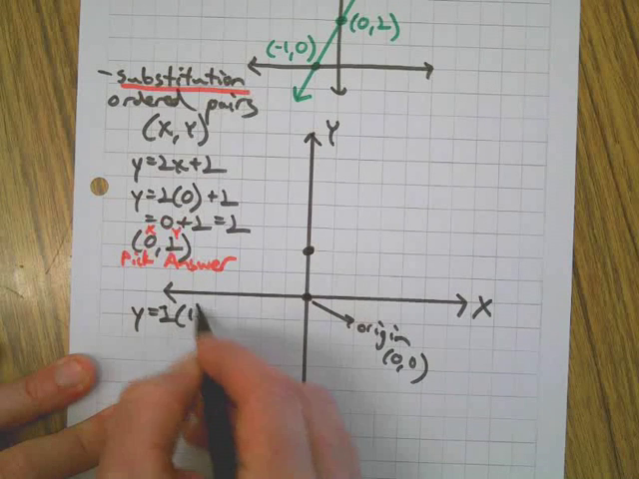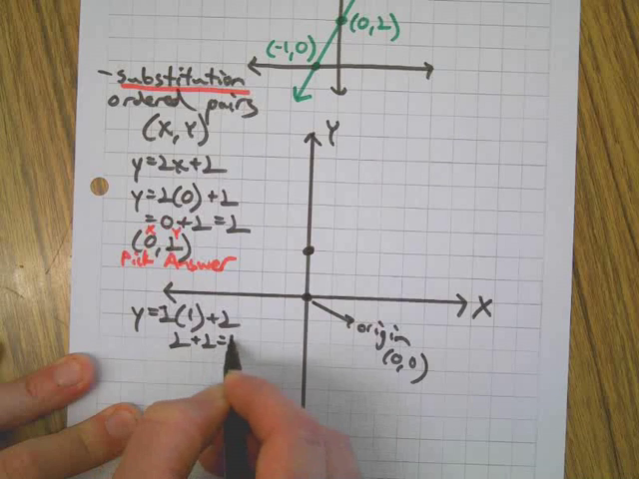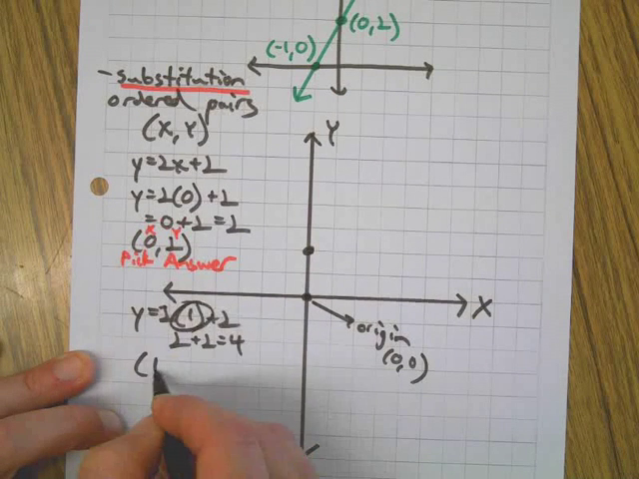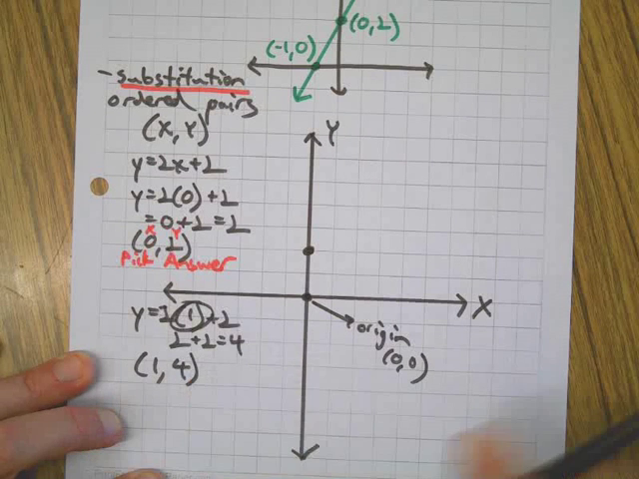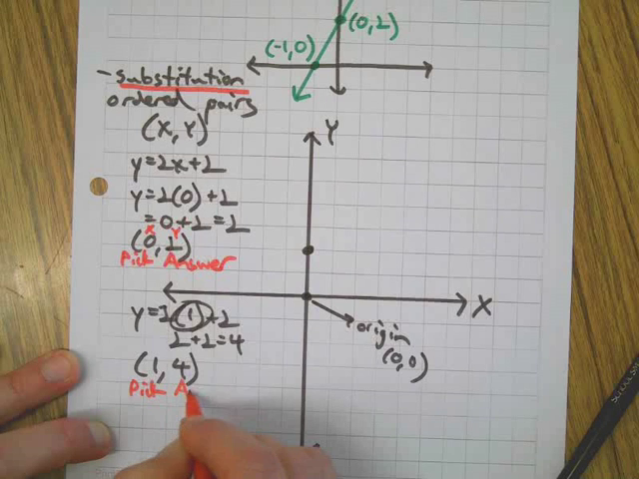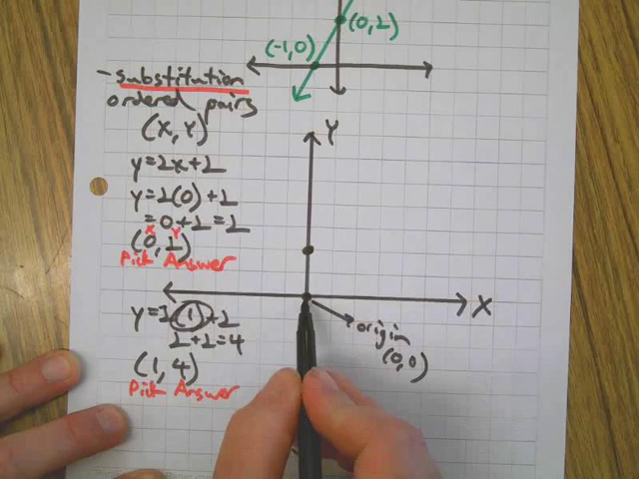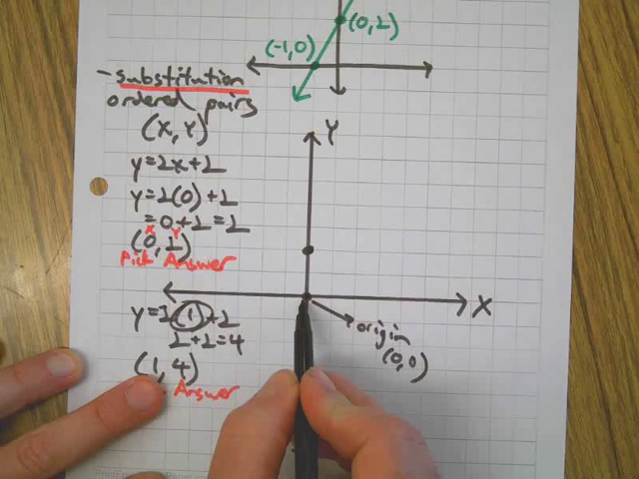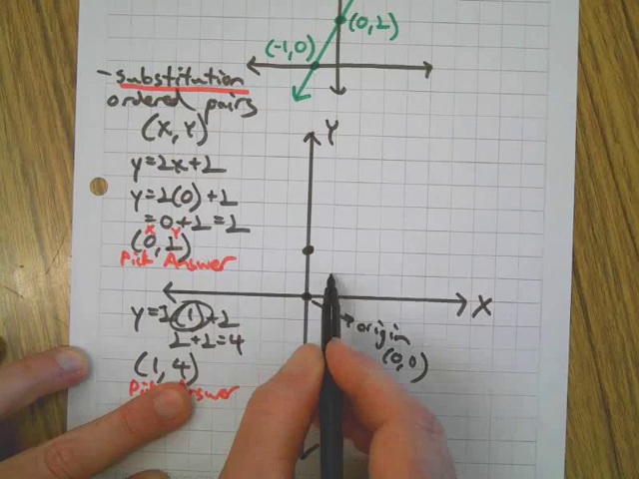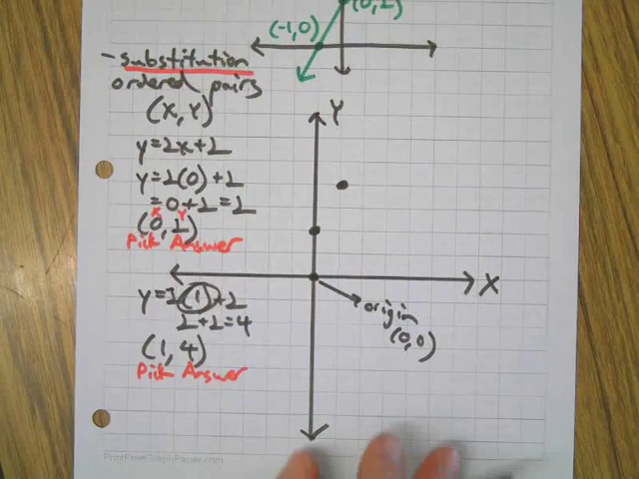How about 1? 2 times 1 is 2. 2 plus 2 is 4. So the number I picked, 1, and the answer I got, 4. Just to remind you, you pick a number, substitute it, and you get an answer. That's your x and your y values. So I'm going to go back to the origin. I'm going to go over 1, right 1, and up 4. 1, 2, 3, 4.